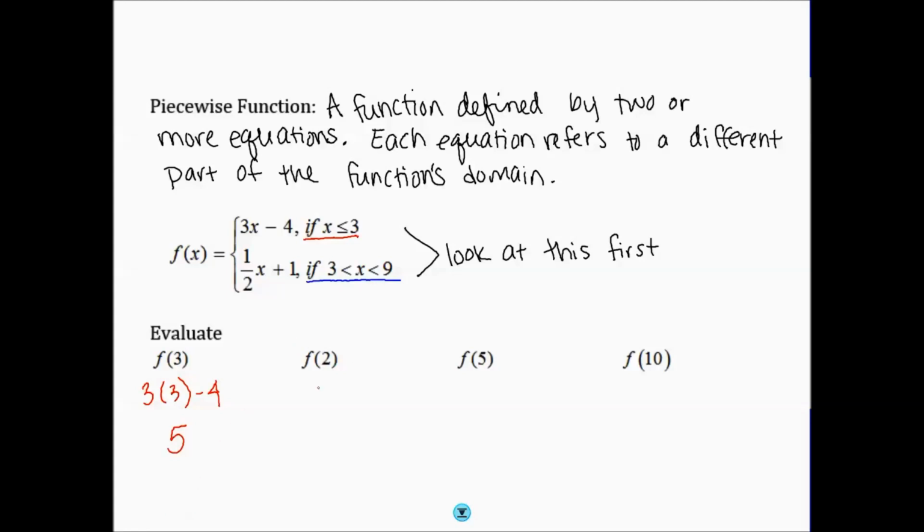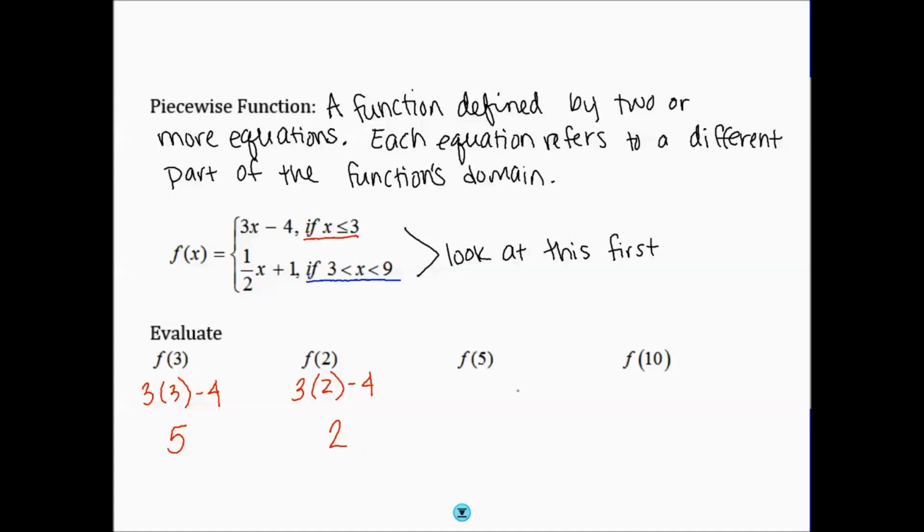If we're looking at f of 2, we need to look and see which equation do we use. Is 2 less than or equal to 3, or between 3 and 9? Again, this one is less than or equal to 3, so we're going to plug 2 in for x in the first equation. So we have 6 minus 4, which is 2.